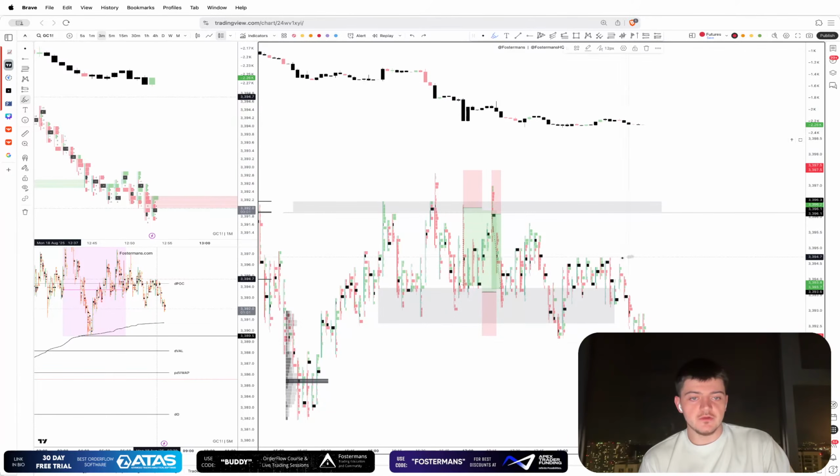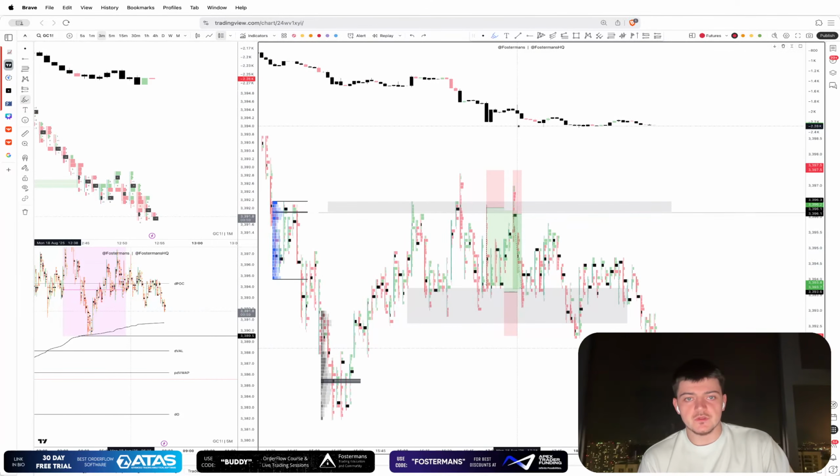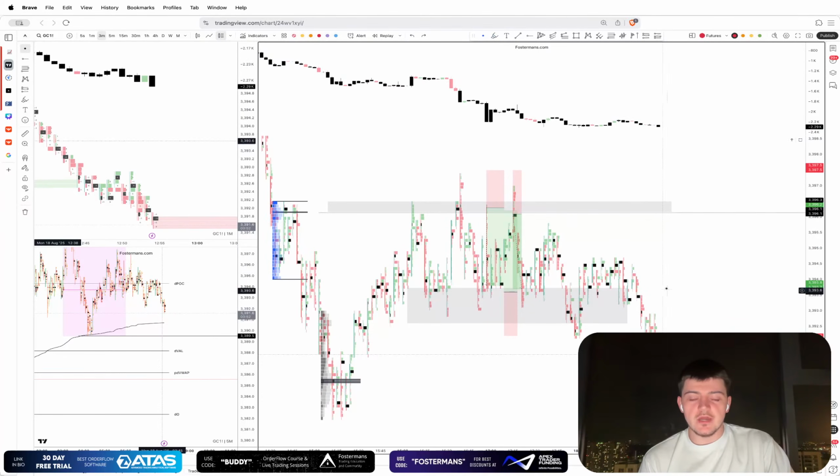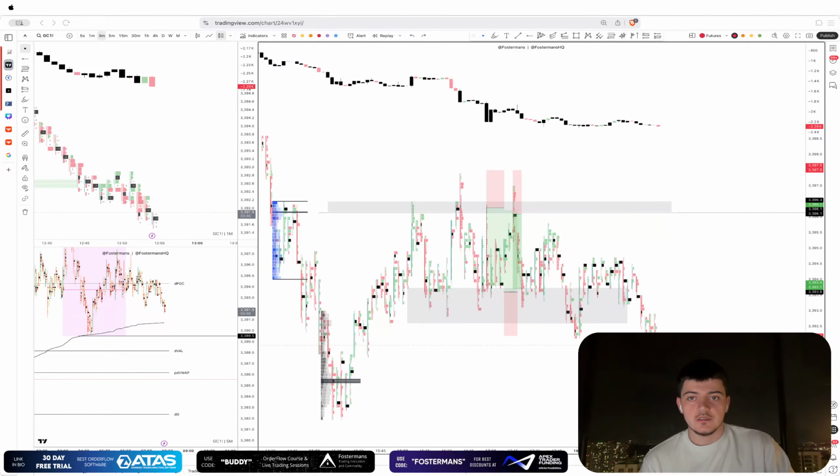So I suppose this wasn't a bad trade, but it's just not high enough quality for me. I'm only looking for A+ setups, okay? Those A+ setups are the ones that are going to help you pass those Apex accounts. But yeah, that's what we're looking for, guys, those passing account trades.